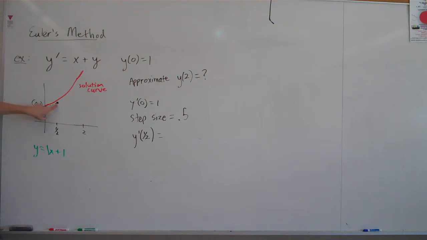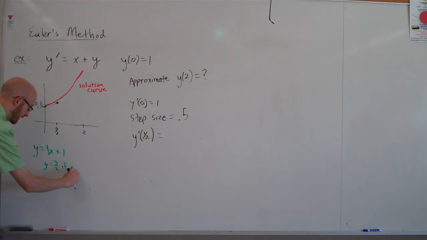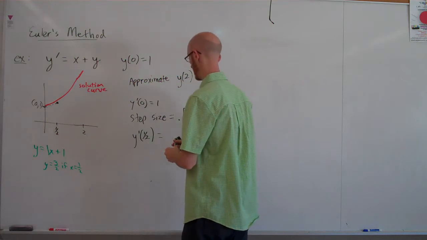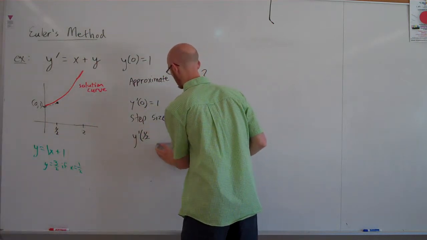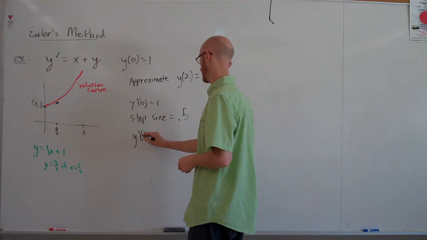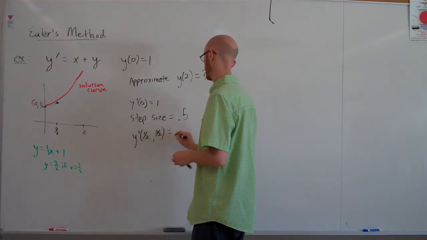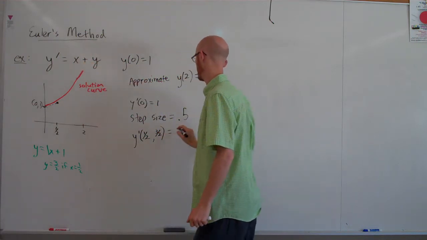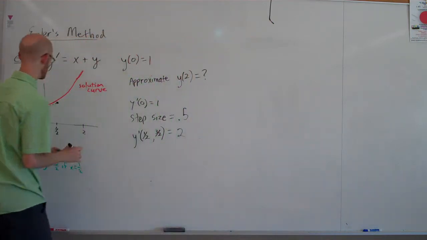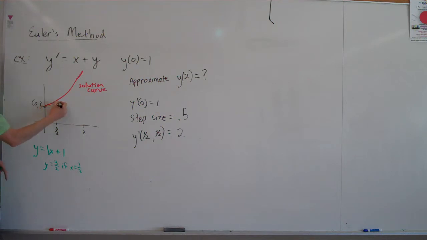And that'll actually tell you where this point is. So at this point, for this particular piece of our function, if x is 1/2, then y will equal 3/2. So for y prime of 1/2, since y prime is a function of 2 variables, think of it as y prime of 1/2 comma 3/2, and you'll get 1/2 plus 3/2 is 2. What that tells you to do now is go to your point and go up a slope of 2.